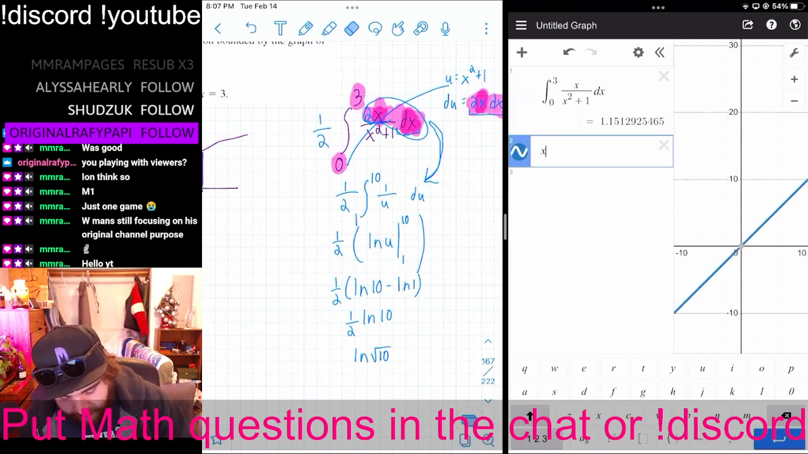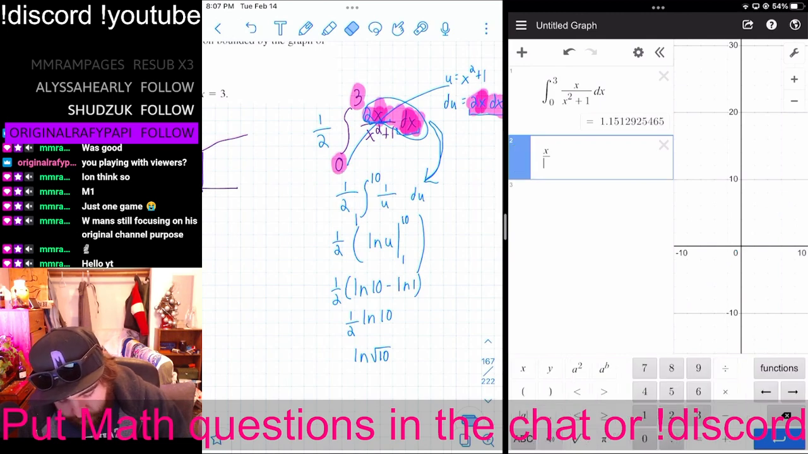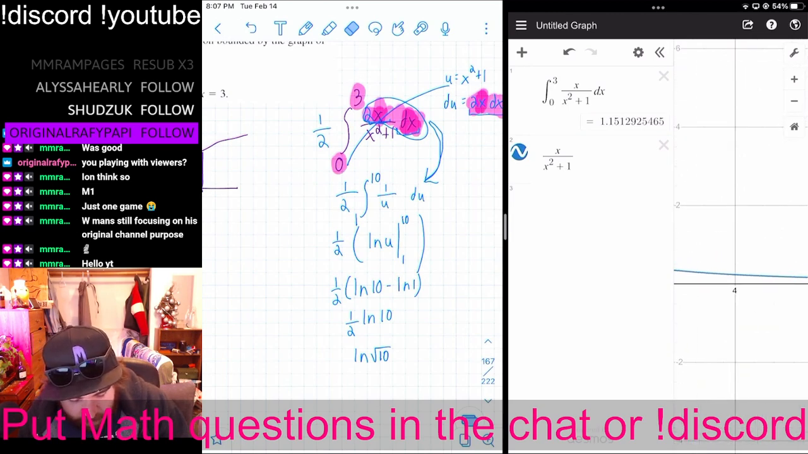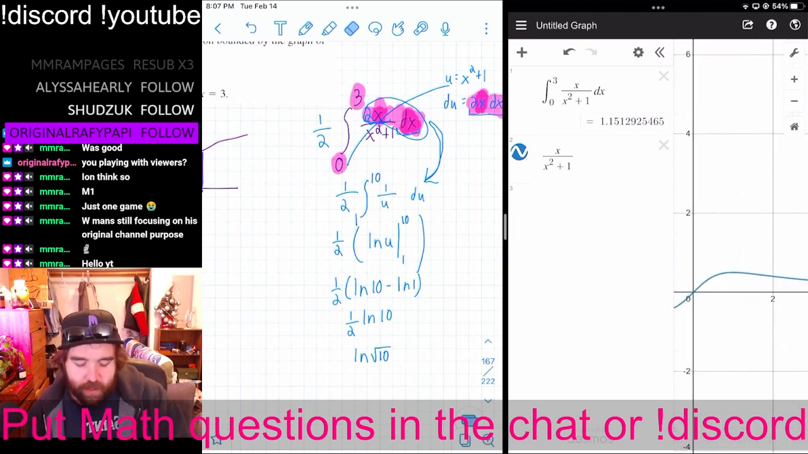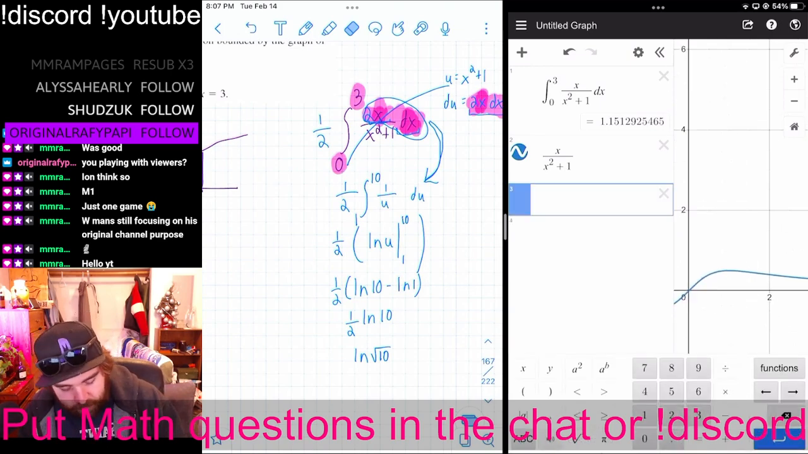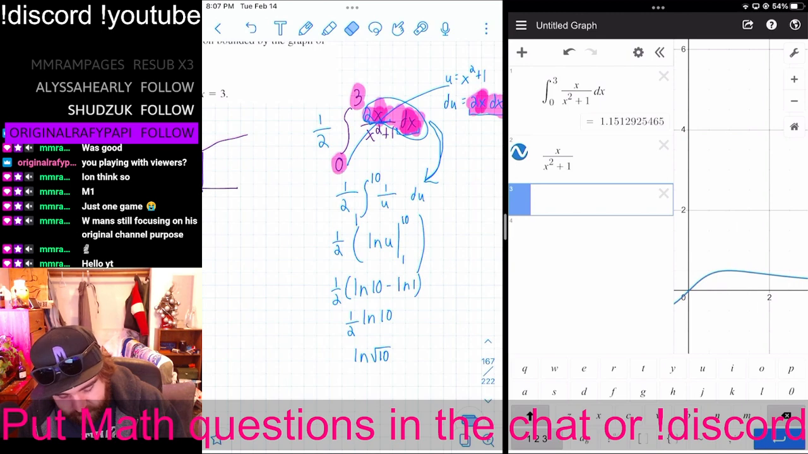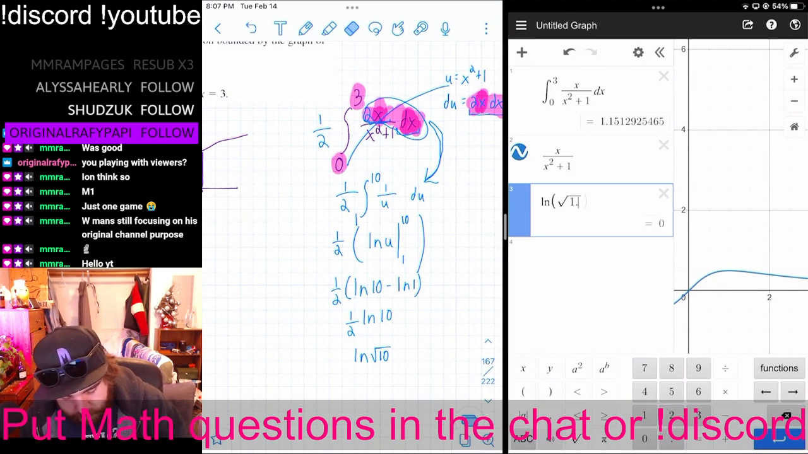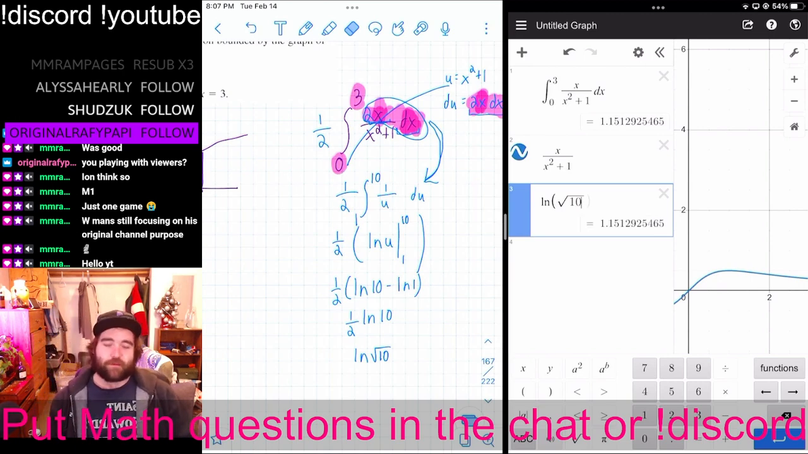Well, I want to look at the graph first off. X over x squared plus 1. Yeah, so you see our idea. Oh, it actually goes back down. That's interesting. But that was our idea. We're just finding that area from 0 to 3. And we said, hopefully this is the same as the number above. The ln of the square root of 10. Boom. Beautiful stuff. Beautiful stuff.